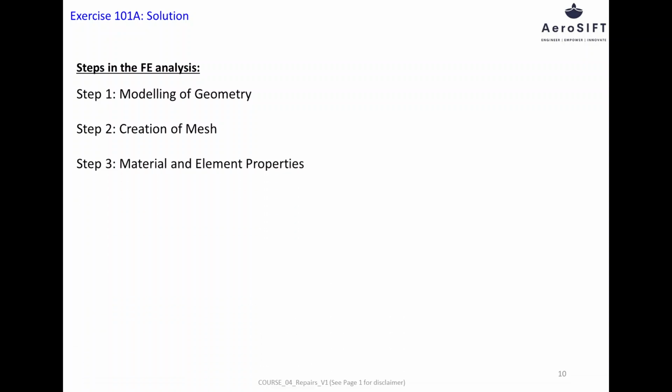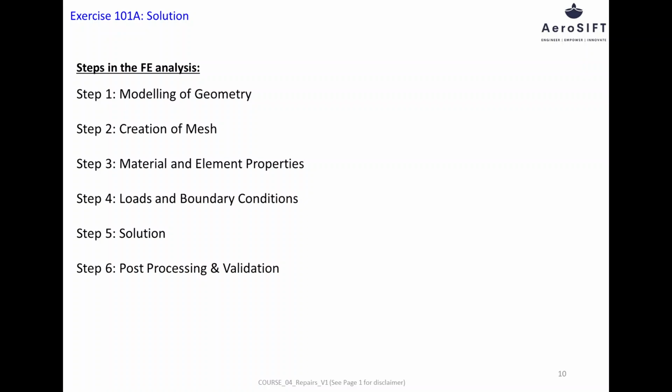This slide provides an overview of the 6 major steps involved in conducting a finite element analysis. Modeling of geometry, creating the digital model of the plate. Creation of mesh, dividing the model into small elements for analysis. Material and element properties, assigning material properties to the elements. Loads and boundary conditions, applying forces and fixing constraints. Solution, running the simulation to compute results. Post-processing and validation, interpreting the results and verifying their accuracy. Understanding each step in detail is crucial to ensure accurate simulation results.